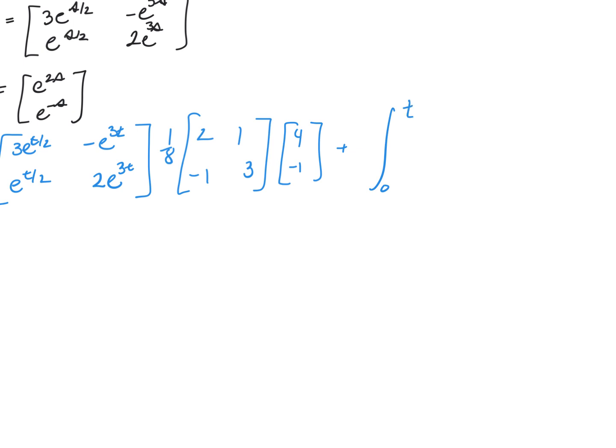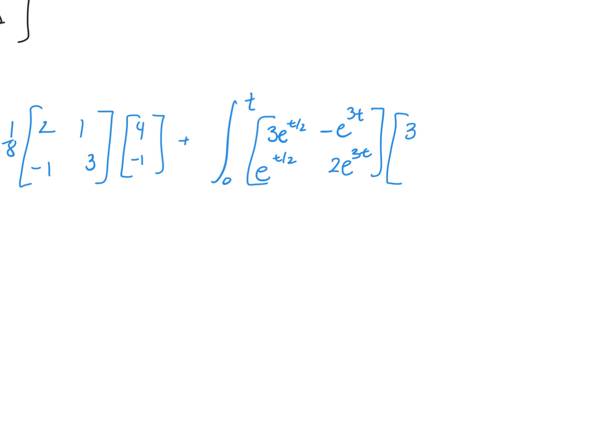plus the integration from 0 to t of 3e to the t divided by 2, negative e raised to the 3t, e to the t divided by 2, 2e to the 3t, multiplied by the inverse of 3e to the s divided by 2, negative e to the 3s. I want to keep saying minus, but it's just negative. e to the s divided by 2, and then 2e to the 3s. This gets multiplied by e to the 2s, and then e to the negative s, ds.